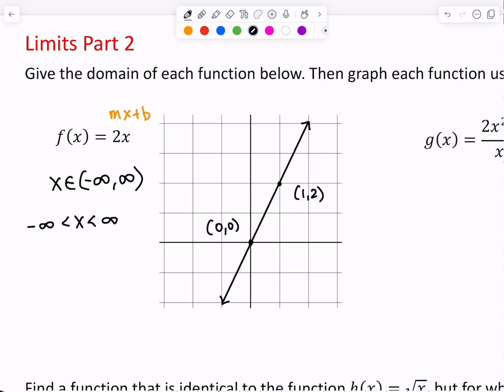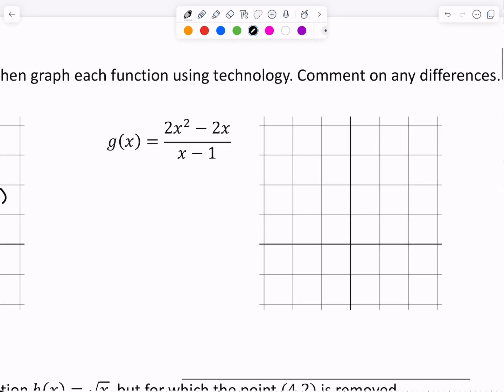Now let's look at the next function, g of x. At first this looks a lot more complicated. Let's do its domain. Notice there's a denominator. You cannot divide by 0, so x cannot be 1. Using a number line to represent the domain, at 1 we would have a hollow point because x cannot be 1, and then we get to shade either side of it.